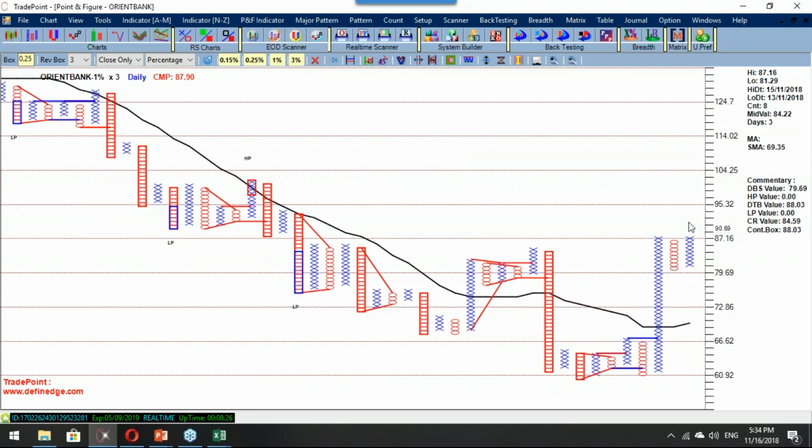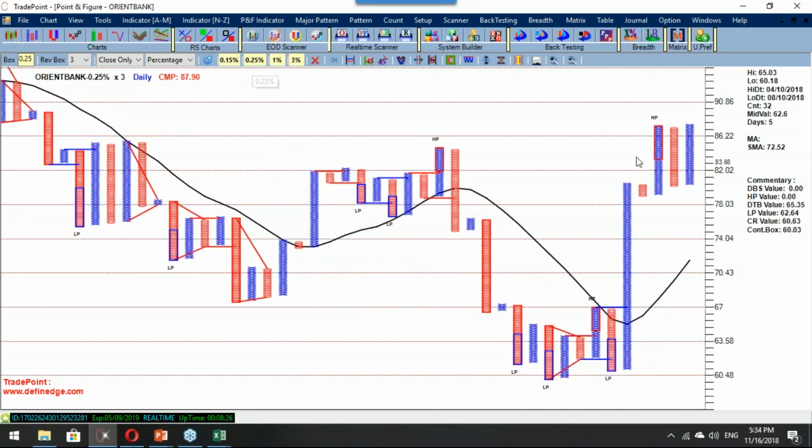So a small breakout, or rather a small rally, is going to trigger a buy signal, and you have the option of either managing the trade based on 1% box size or 0.25% box size. Be clear about which boxes you want to initiate and manage the trades, and stick to it.